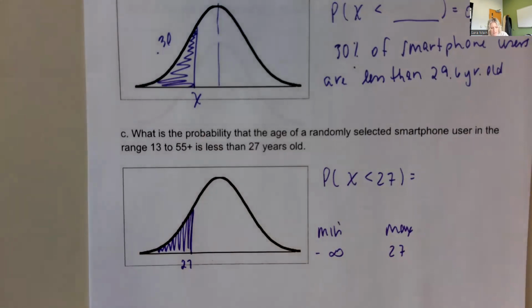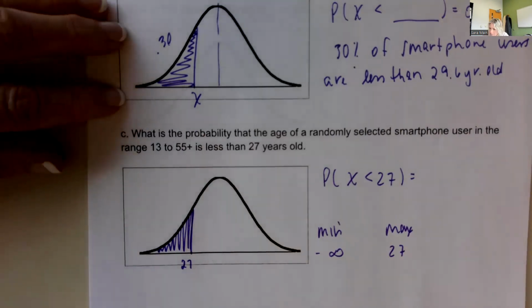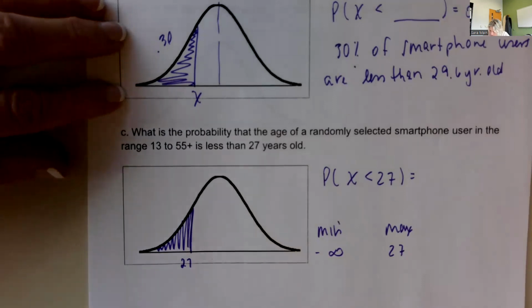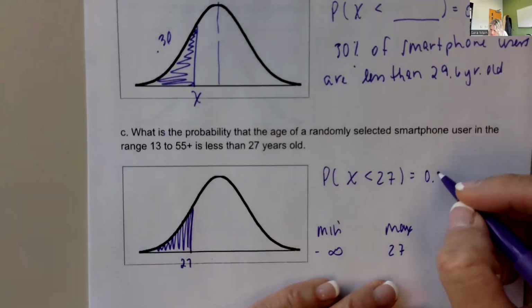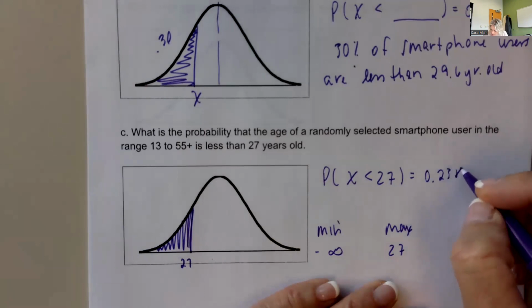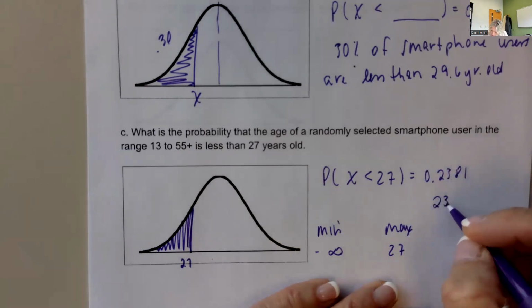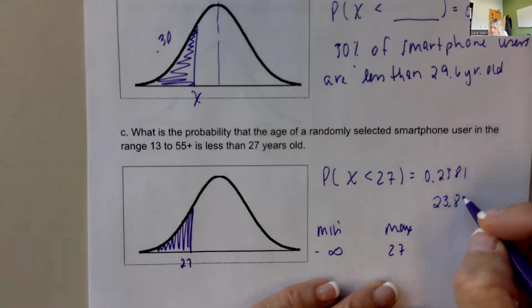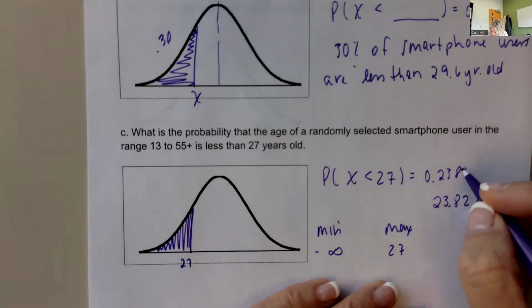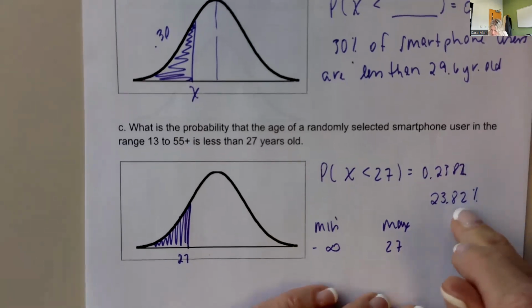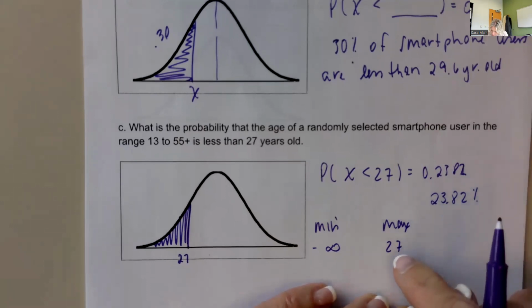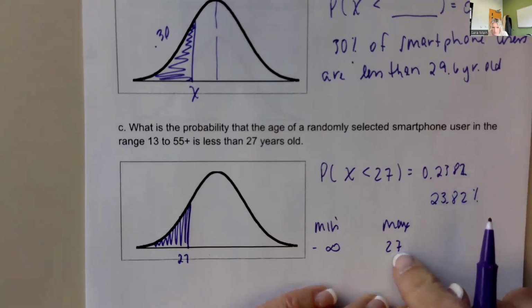And that looks like about 23.8. So 0.2382. So about 23.82% of smartphone users are less than 27 years old.